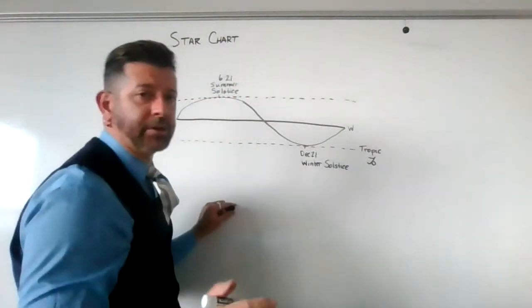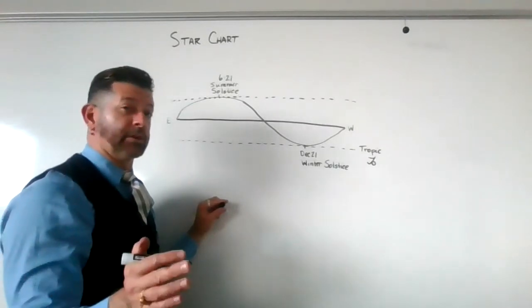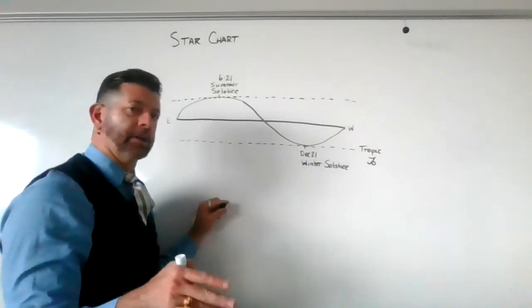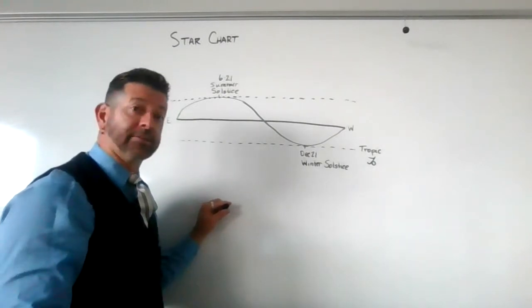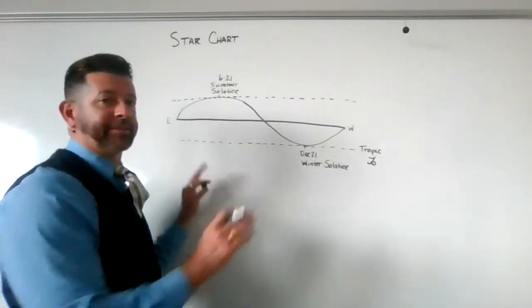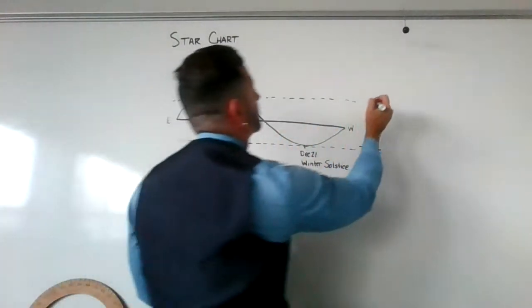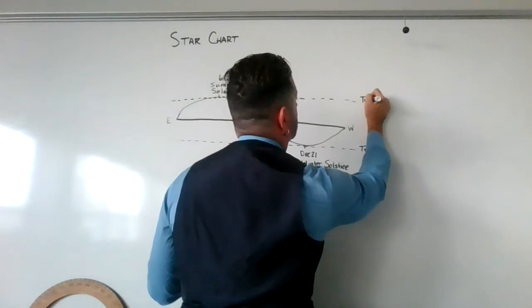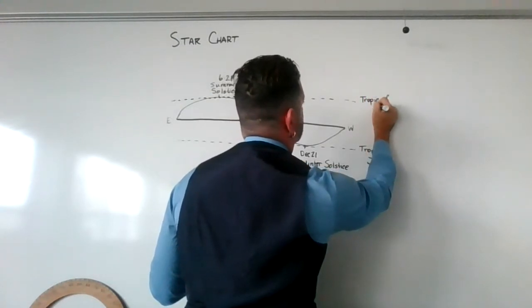I mean, it varies a little bit. Sometimes it's the 19th, sometimes it's the 22nd. Once in a great while, the 23rd, not often, but it does happen. And that's a whole different complicated story. So we're going to stick with this right now. If it crosses here, then it's crossing the Tropic of Cancer.